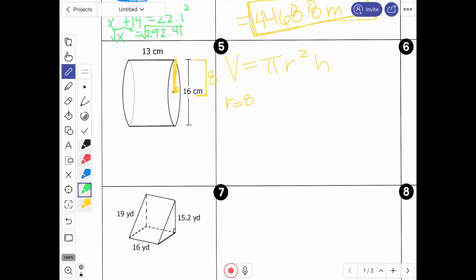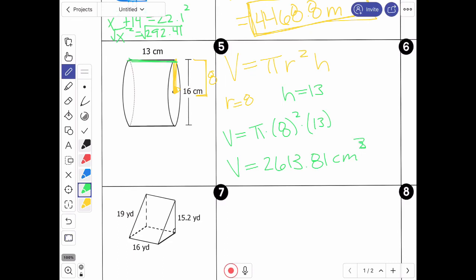And then my height is the height between the two bases. So that height is this 13 centimeters. And so my volume is pi times 8 squared times my height of 13, which gives me a volume of 2,613.81 centimeters cubed. There we go.